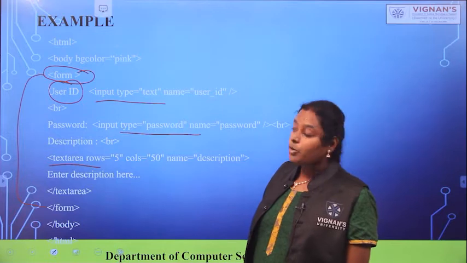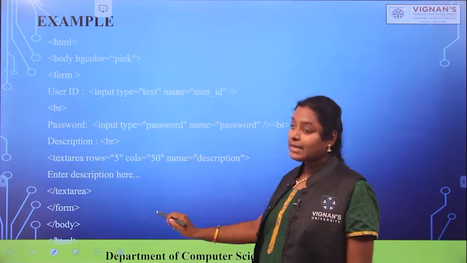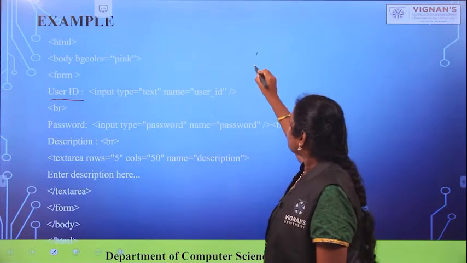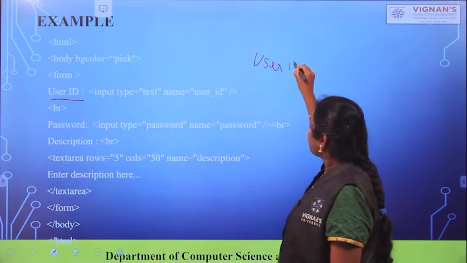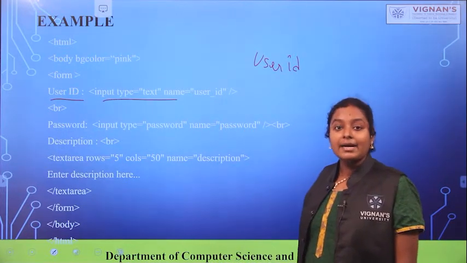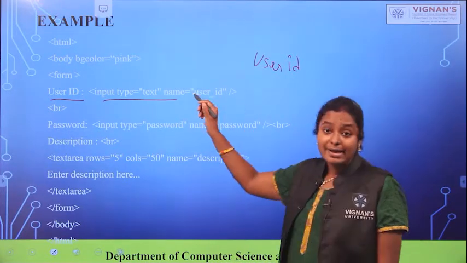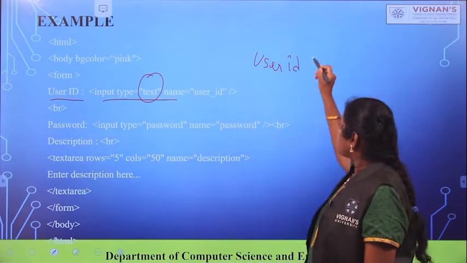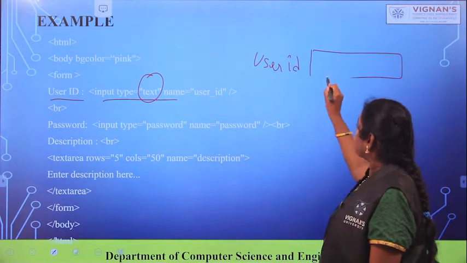What will the output be here? Based on this content, first you will get the label. What is the label here? User ID. Next, what is this? Sorry, you are creating a text field, because here you had given type equal to text. So you will get the text field here.